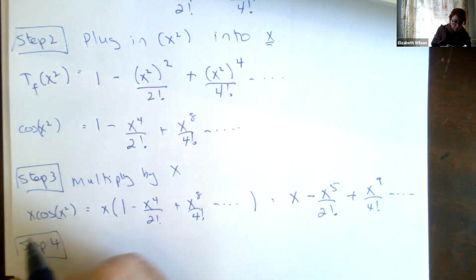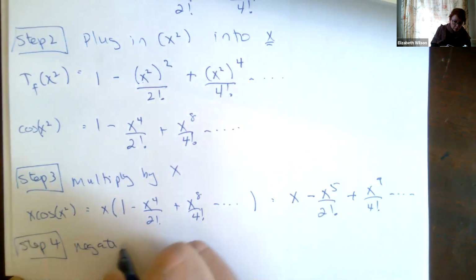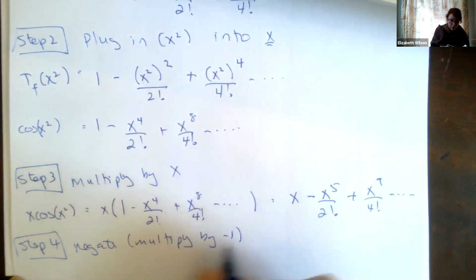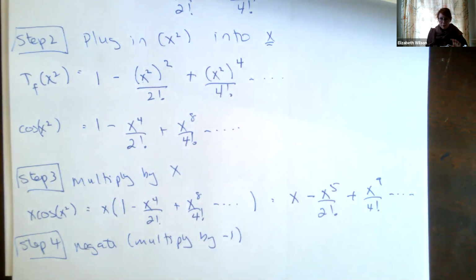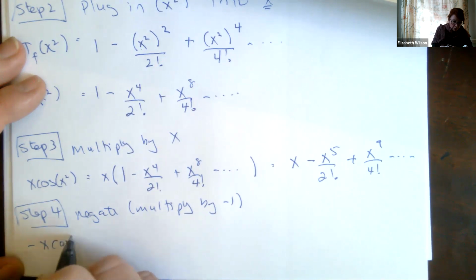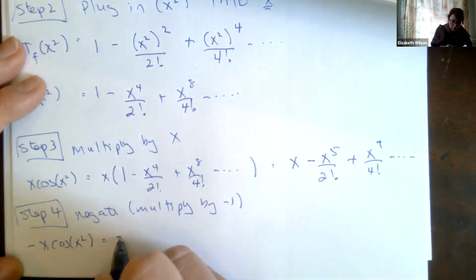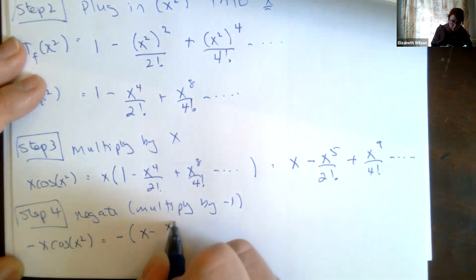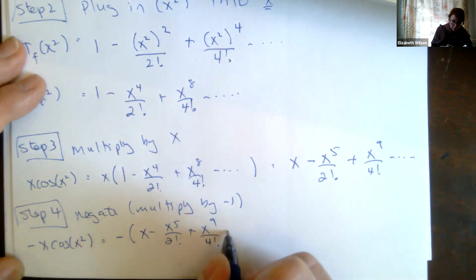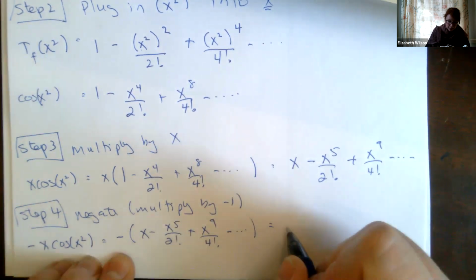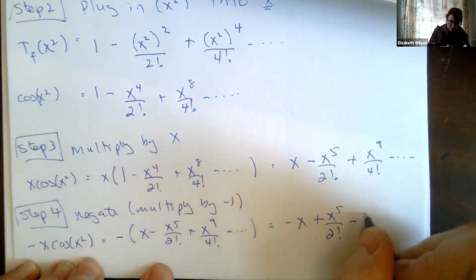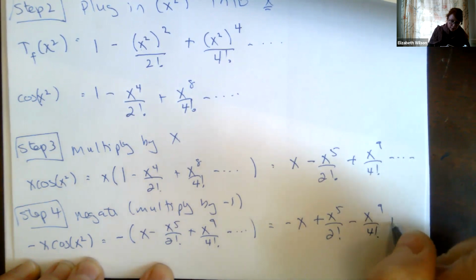Step 4, we're going to negate. So this is multiply by minus 1. You could have done this multiply by minus x. It didn't matter. I'm breaking this up into a lot of little steps. Okay, so this becomes minus x cosine of x squared. So I'm going to go minus, it's going to look like minus x plus x to the 5th all over 2 factorial minus x to the 9th all over 4 factorial plus dot, dot, dot.